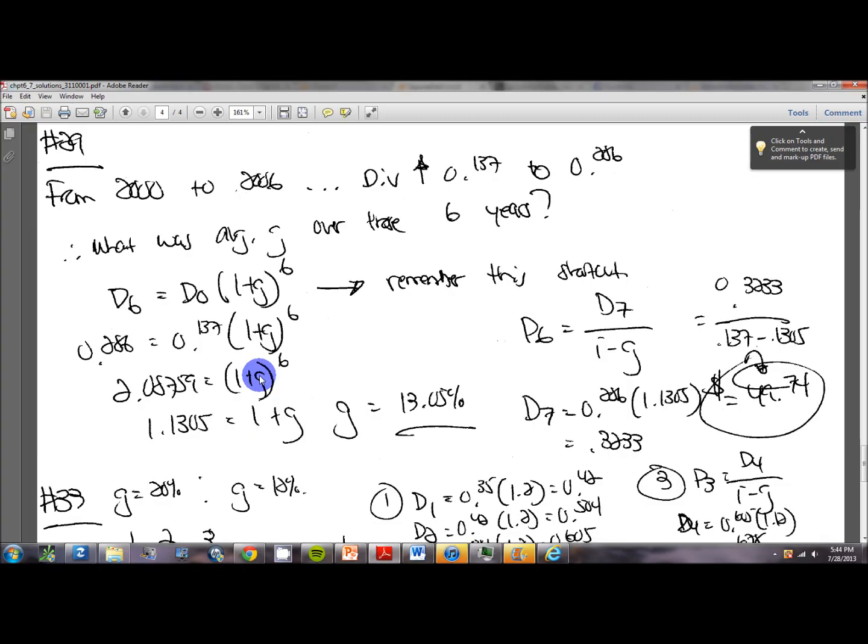Now you just have to back out what G is. Some of you weren't able to get to this point, because you're thinking, how do I clear something that's raised to the 6th power? Well, think for a minute. If you were going to clear something that was squared, how would you clear that? You would take the square root.